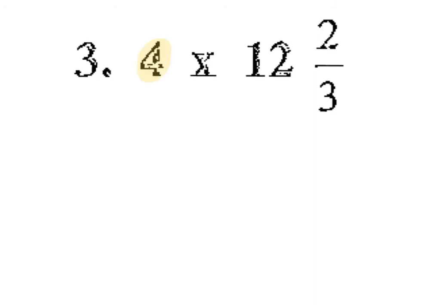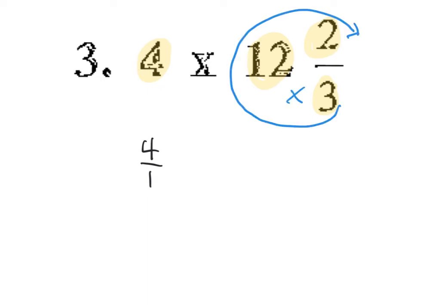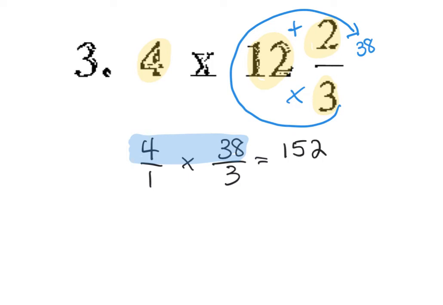Example 3 is 4 times 12 2/3. 4 needs to be written as an improper fraction, which is 4 over 1. And then we have 12 2/3, which needs to be written as an improper fraction. 3 times 12 is 36, plus 2 is 38, which is 38 over 3. So 4 times 12 2/3 is the same as 4 over 1 times 38 over 3. I need to multiply 4 times 38, which is 152. And then 1 times 3 is 3. And so we have 152 thirds.